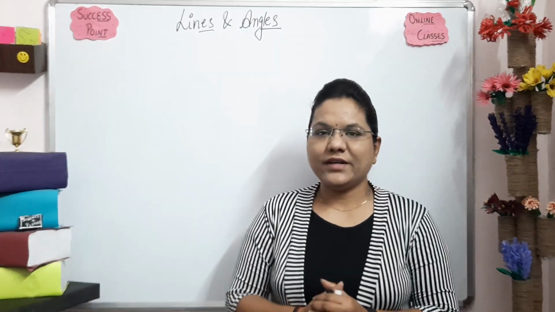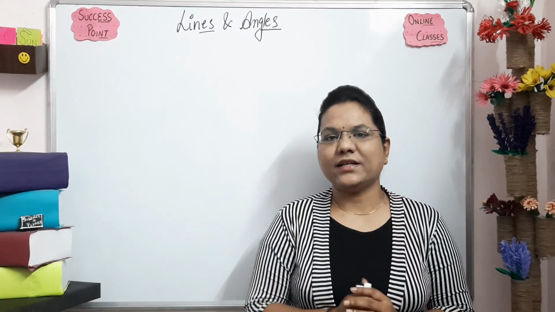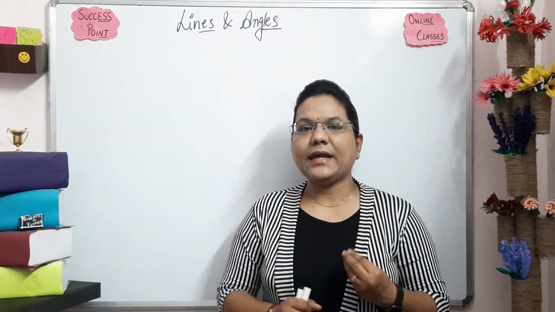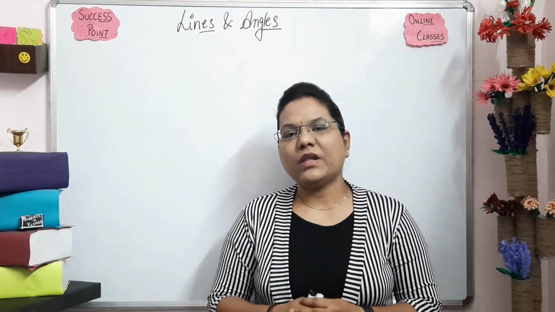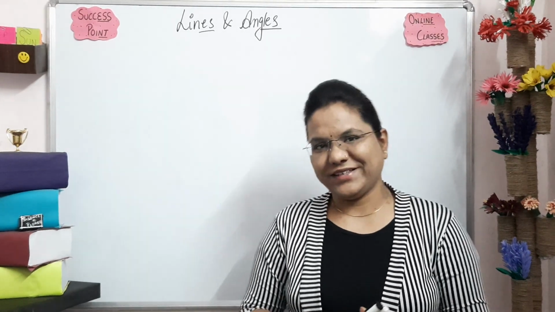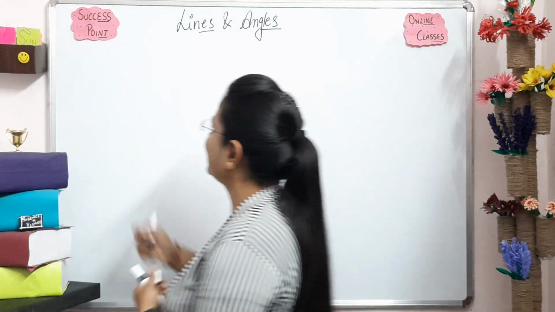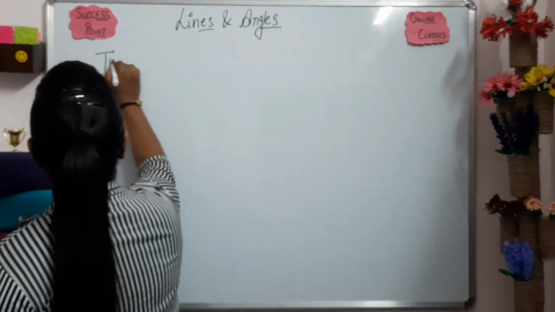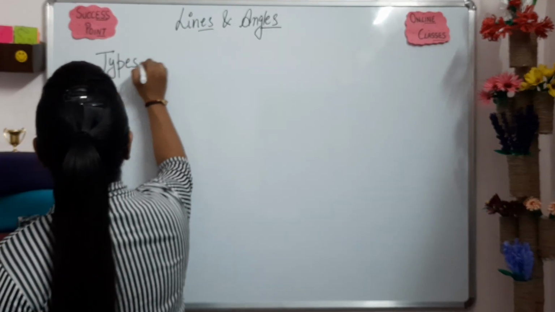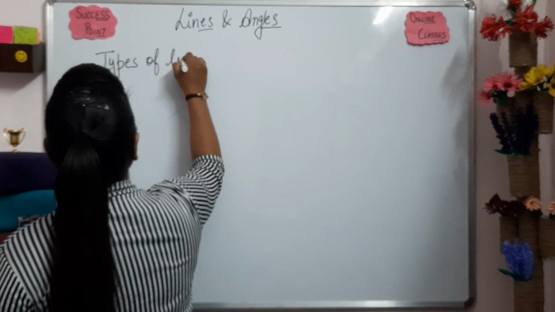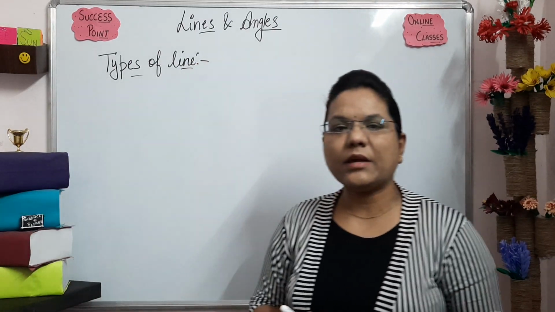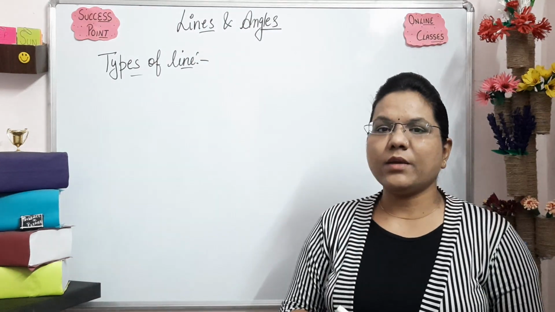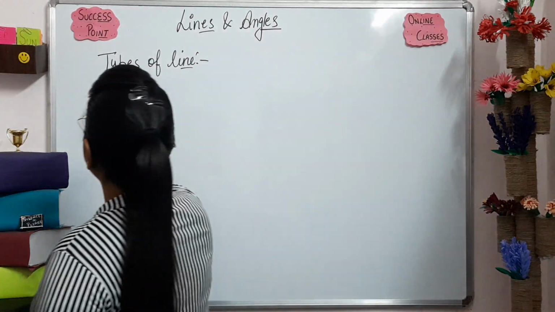So as we already discussed lines and angles, the basic terms like how to draw a line and how to form an angle, now we will learn about types of lines. Let's start with it. Types of lines. We have different types of lines. First type is horizontal line.